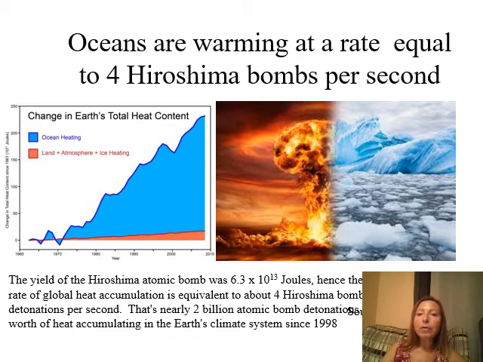So you can think of this as exploding 4 Hiroshima bombs per second. If you think about the amount of heat, the amount of energy which is going into our ocean as a result of all these fossil fuels that are burned, it's unprecedented, right? We have burned essentially 2 billion atomic bombs, or the equivalent, since just 1998.